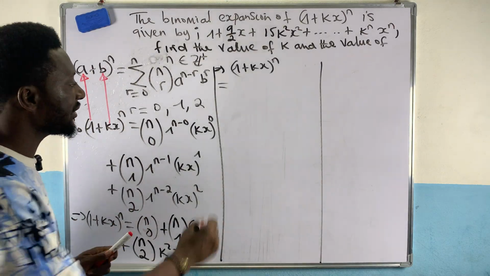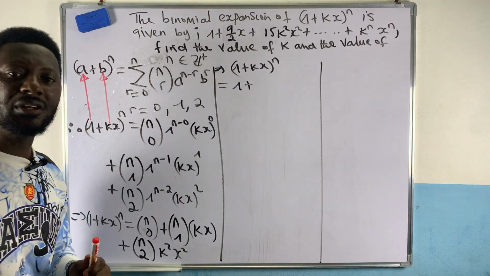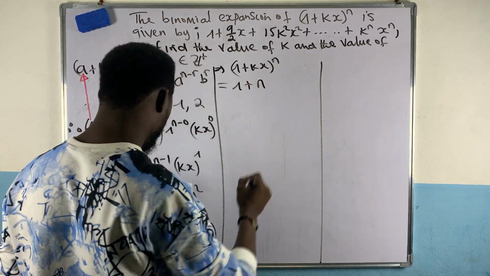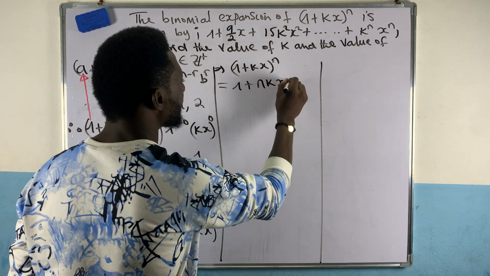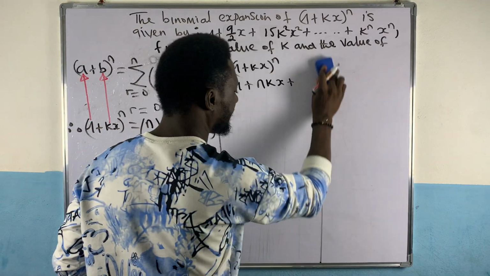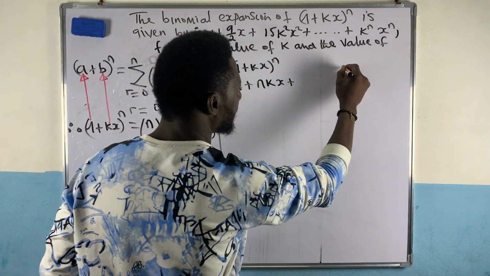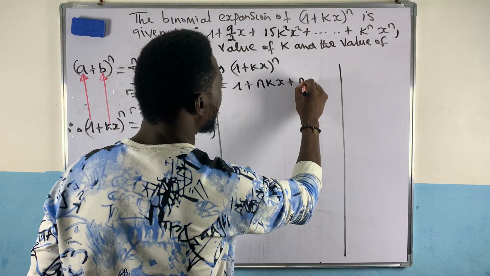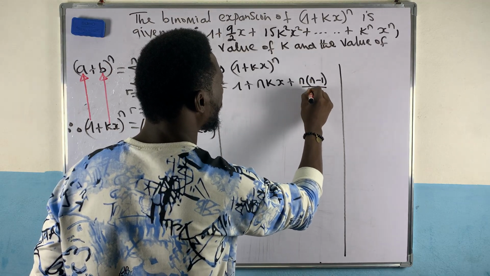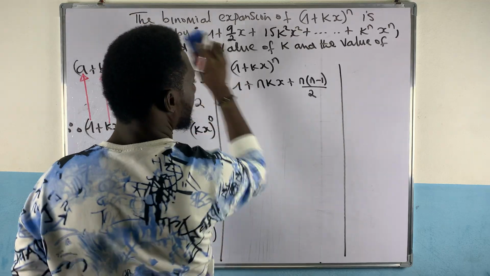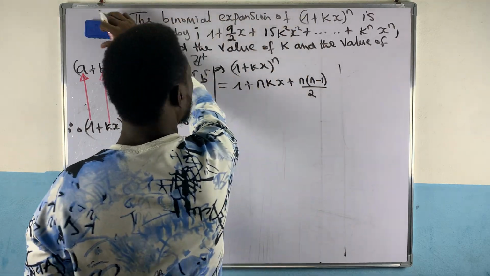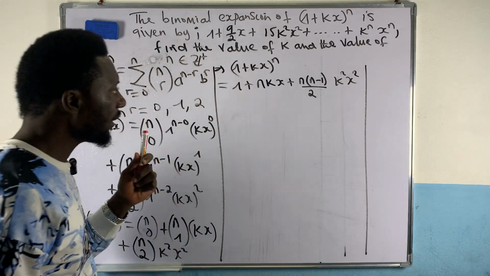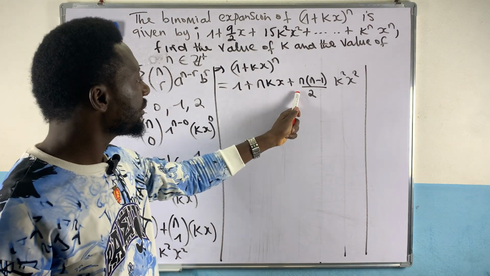n combination 0 is actually 1. Any value combination 0 is 1. n combination 1 is n. Multiply it by kx will be nkx plus n combination 2 is n into n minus 1 all on 2 k squared x squared. So we have been told that this expansion is the same as this.